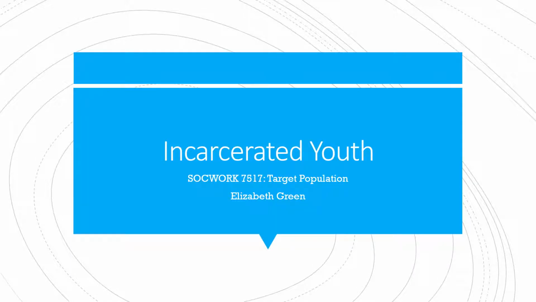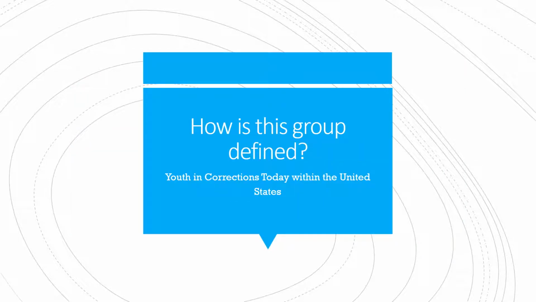This target population presentation will be on incarcerated youth. First, we'll be discussing how this group is defined, which is youth in corrections today within the United States. We will also go into the prevalence of related issues on development and learning, along with discussing the roles of school social workers, teachers, and other staff.